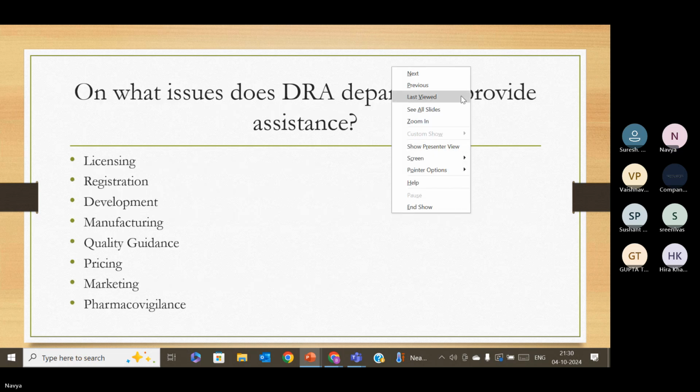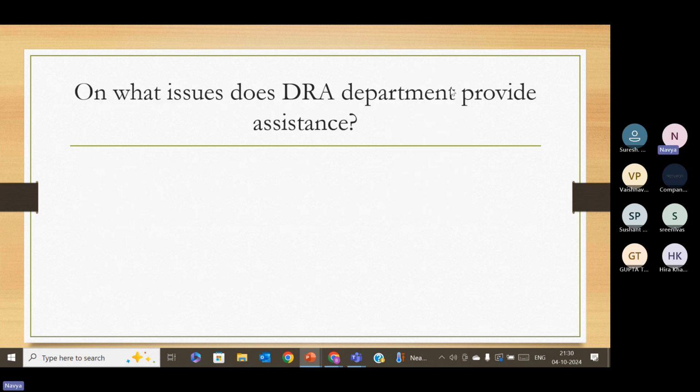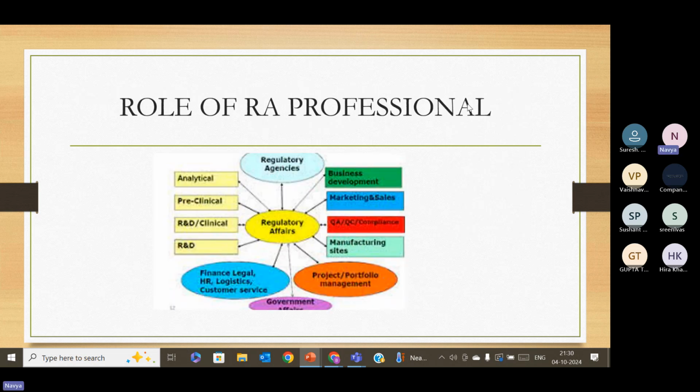Then, in other words, we have the role of RA professional. So we are linked with all the departments. It is not even a single department which is not there. So we are linked with all the departments. Some of the other things we have in relation with other departments like QC, QA, manufacturing, R&D, preclinical, analytical. So we are there everywhere. Somehow we are connected to them, and ultimately we are connected to regulatory agencies.